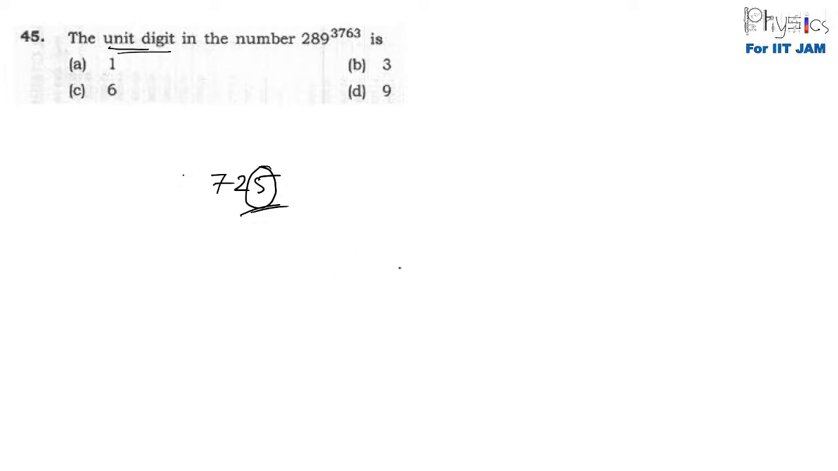So let's see here, 289 to the power 3763. This is our number, right? Which we can't calculate in the calculator. Now how to find it? So we have to find the unit digit of 9 to the power 3763. Now what will it give?